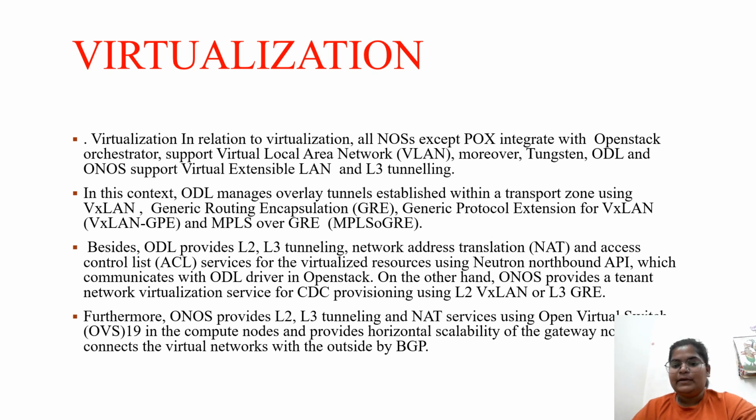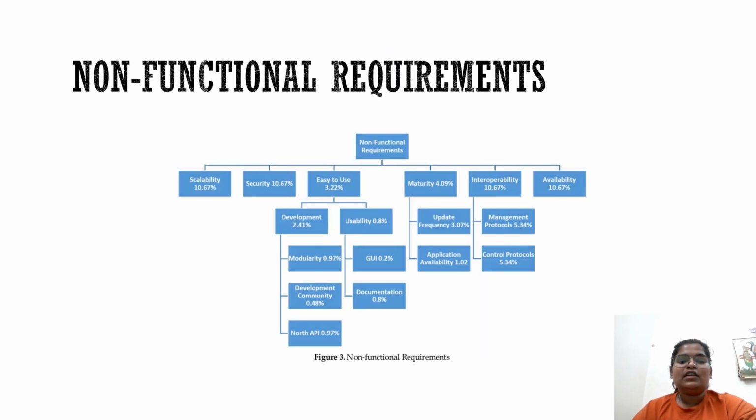that connects the virtual network with the outside by BGP. Here we can see the non-functional requirements: scalability is 10.67%, security is 10.6%, ease of use 3.22%, maturity 4.09%, interoperability 10.67%, and availability 10.67%. In ease of use, development and usability: development is 2.41% and usability is 0.8%, modularity is 0.97%, GUI is 0.2%, development community is 0.48% and documentation is 0.8%.